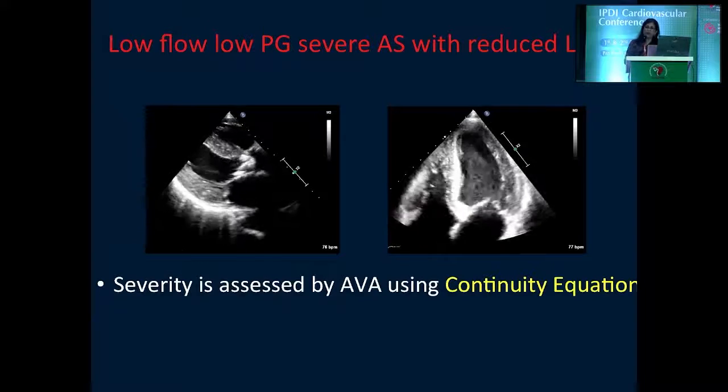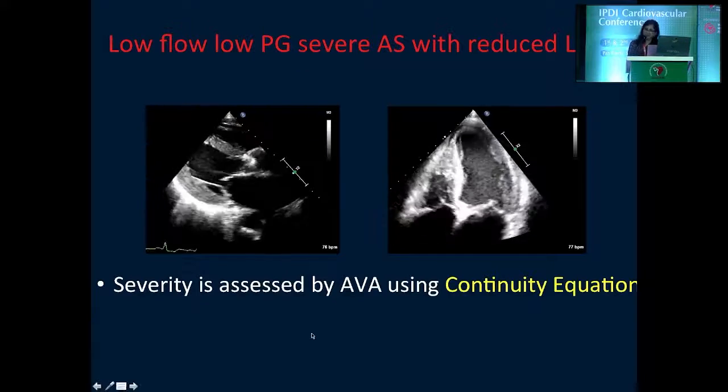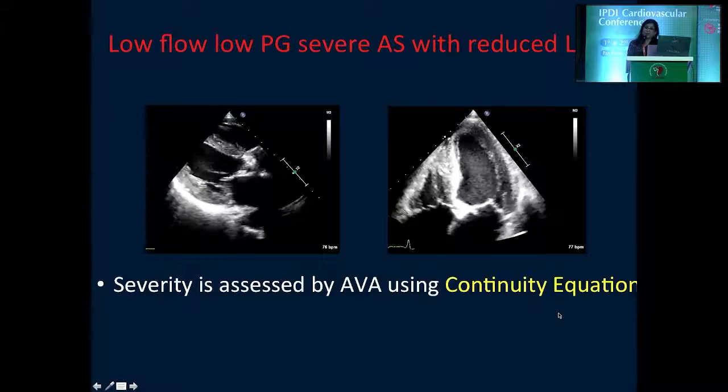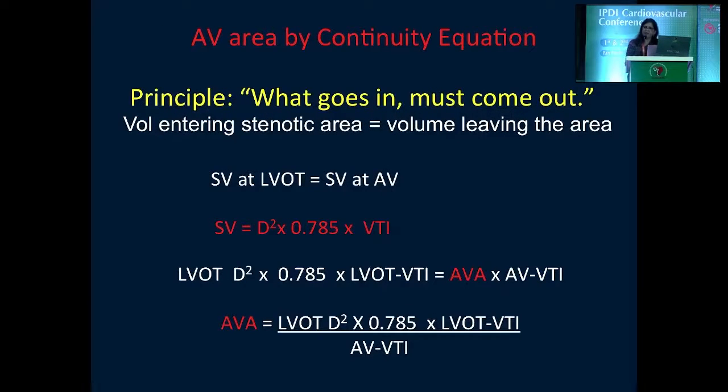Here we don't go by the pressure gradient. We assess the severity of aortic stenosis using continuity equation. Well, what is that? The principle of continuity equation is that what goes in must come out. What does that mean? The volume of the blood which is entering the stenotic area must come out of that stenotic area. So we know how to measure the volume at stenotic area, and we know the stroke volume at LVOT. So stroke volume at LVOT should be equal to stroke volume at aortic valve.